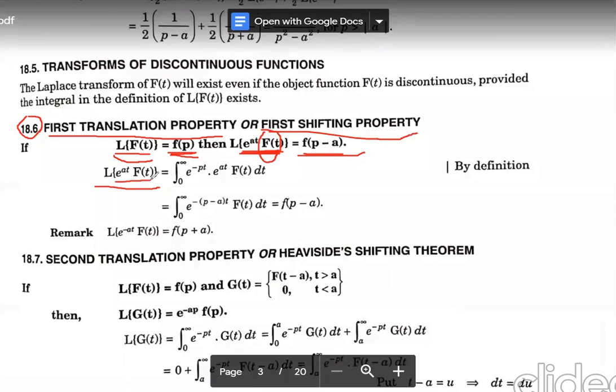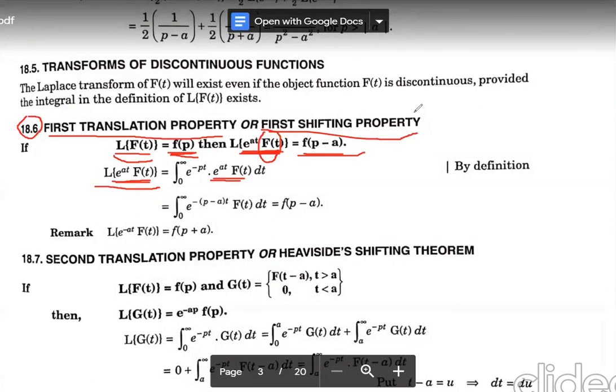First, the Laplace transform of e to the power at into f of t. Obviously you know the definition of Laplace transform, that is the integration from 0 to infinity of e to the power minus pt into the function for which you are finding the Laplace transform. Here you are finding the Laplace transform of e to the power at into f of t. So I have substituted e to the power at into f of t here. Then e to the power minus pt into e to the power at, so e to the power minus (p minus a) into t, f of t dt.